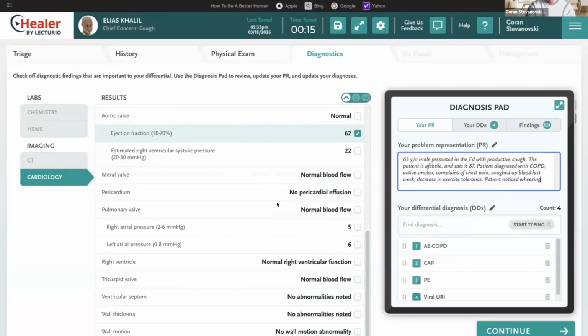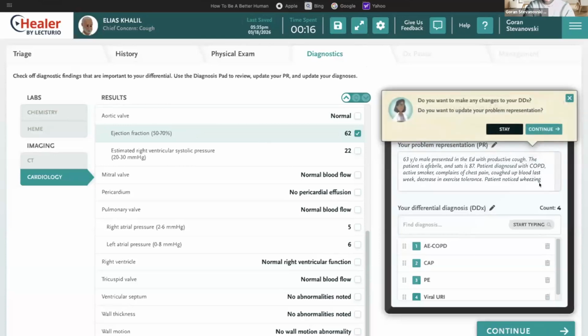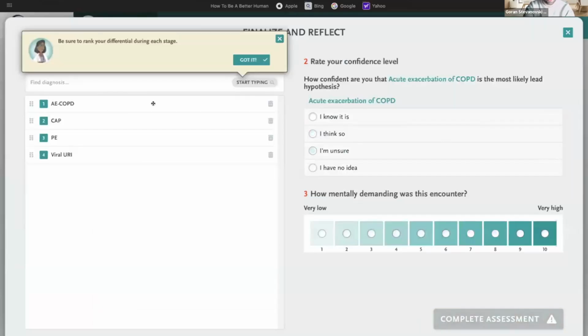Let me just check the chat. Blood gas is missing. You're absolutely right, and I agree with you. I will put a pin in that, because once we go into what is the management, we would add blood gases to be performed because they haven't been done, so we're not sure how it goes.